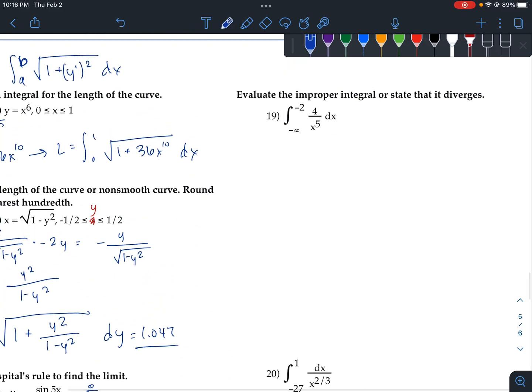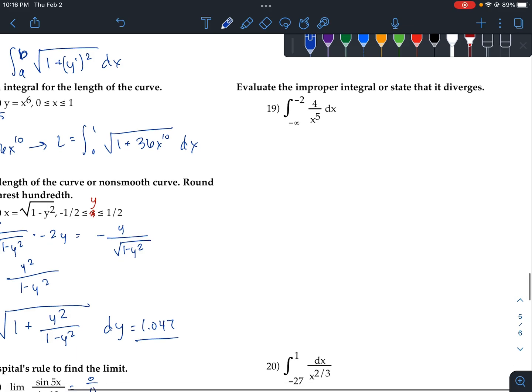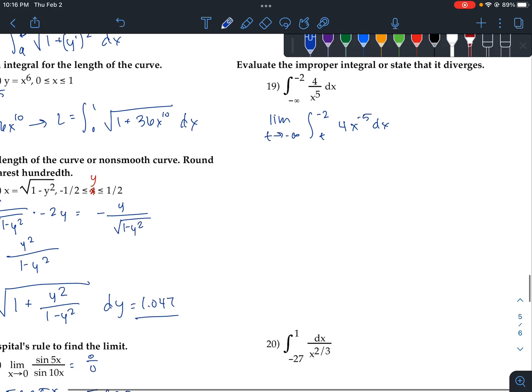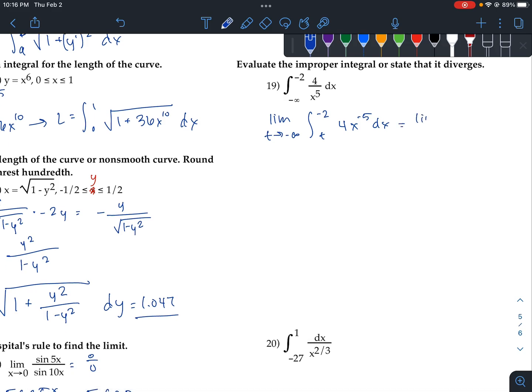Okay, last two problems. All right, so evaluate the improper integral or state that it diverges. So let's set up the limit. So the limit as t approaches negative infinity, the integral from t to negative 2 of 4x to the negative 5 dx. Okay, so my antiderivative, this is going to be equal to the limit as t approaches negative infinity of, that's going to be x to the negative 4, so I divide the outside by 4, which will be, so negative 1. And then that's going to go from t to negative 2.